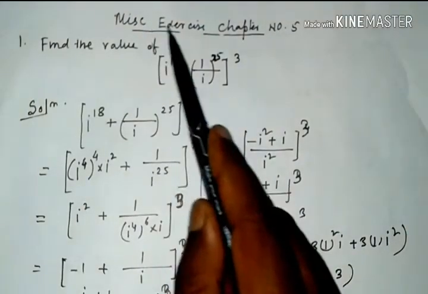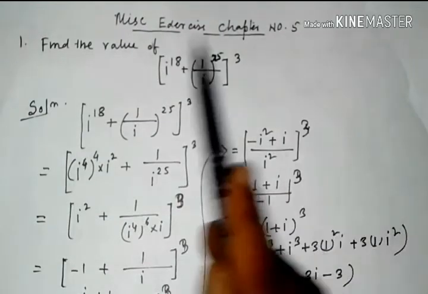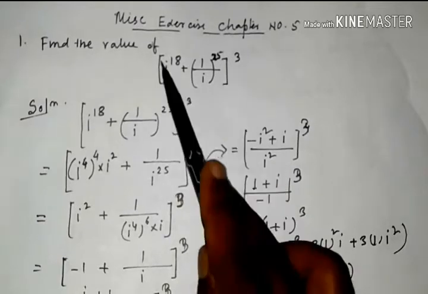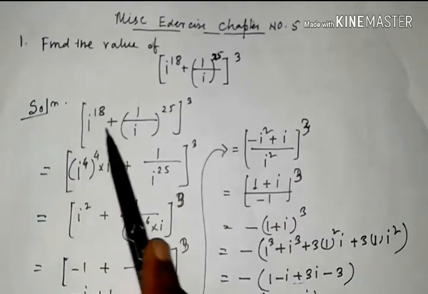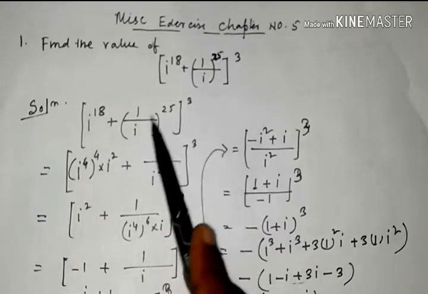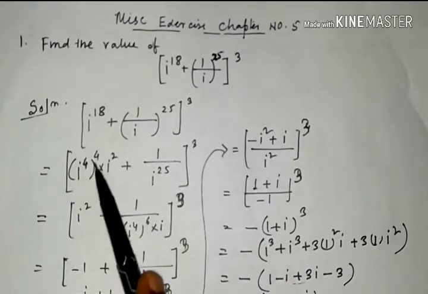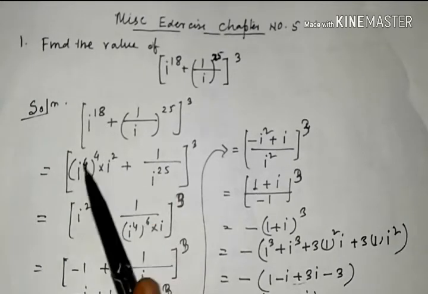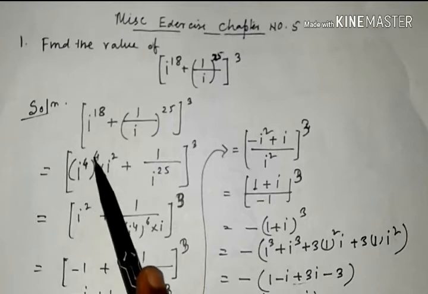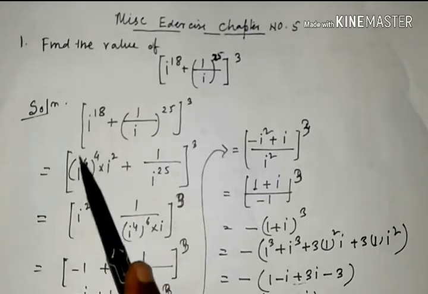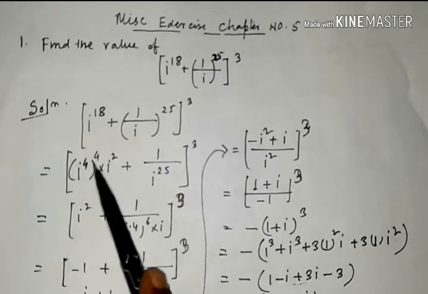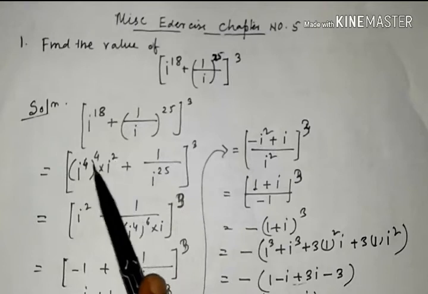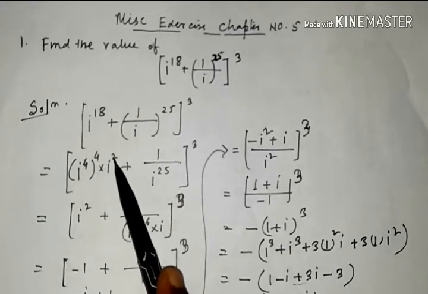Now I discuss a miscellaneous exercise in chapter 5. Find the value of i^18, (1/i)^25, and the whole cube. Now the solution. There is i^18. Now we have to split 18 in terms of 4. That is 4 into 4, 16, and there is 2 left, so i². 16 plus 2 is 18.